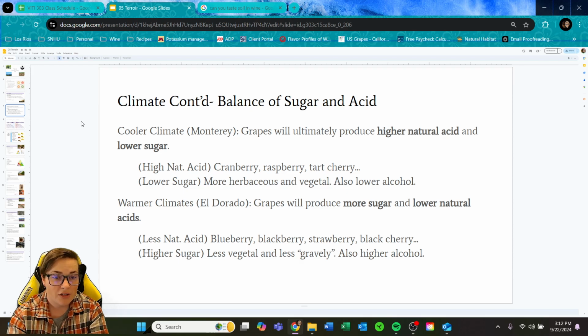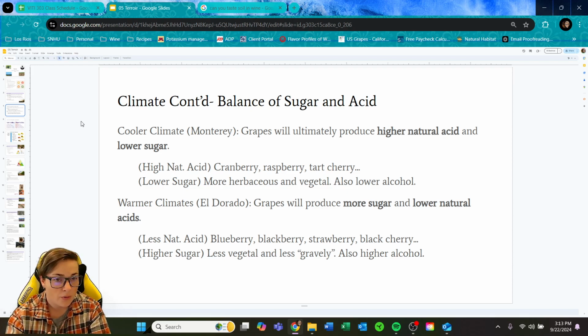It could also be more herbaceous and vegetal because of the lower sugar content. Lower sugar also means lower alcohol in those wines, compared to a warmer climate. So think El Dorado, with very warm days, a long growing season, and lots of sun exposure. We have more sugar and lower natural acids in comparison to cooler climates. With more sugar and less acid, you get more of the blueberry, blackberry, strawberry, or black cherry component. Think of less acidic fruits, and riper fruits too. Higher sugar will be less vegetal and less gravelly, but also higher alcohol in those wines.